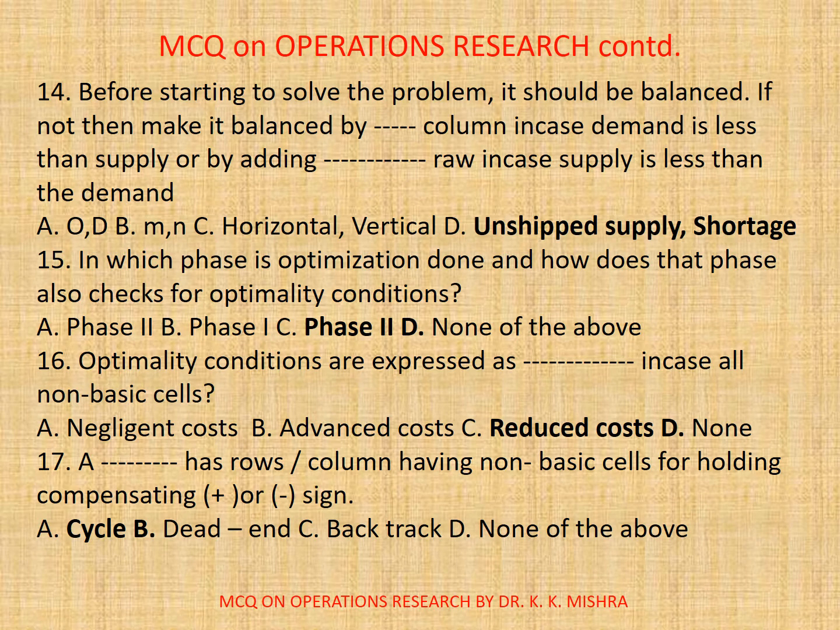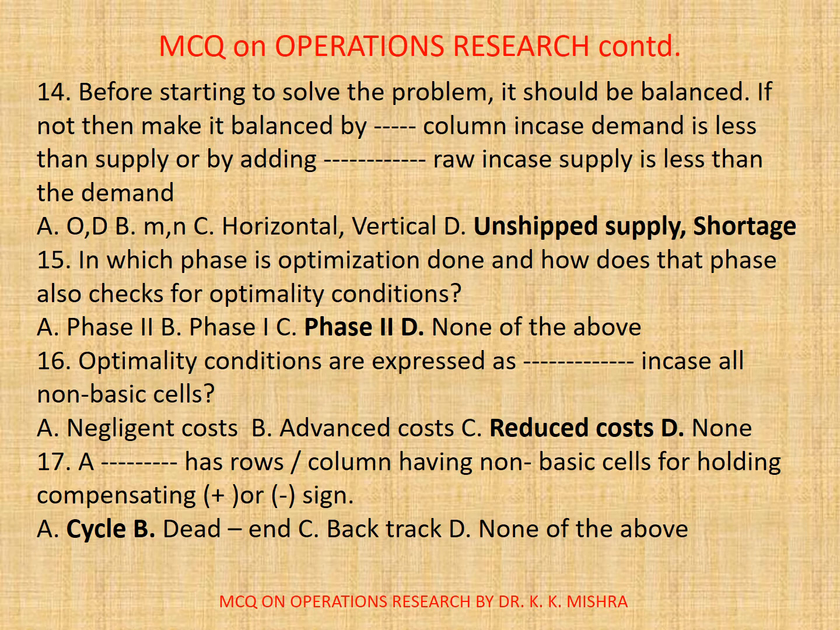14. Before starting to solve the problem, it should be balanced. If not, then make it balanced by adding dash column if demand is less than supply, or by adding dash row if supply is less than the demand. The correct option is D, unshipped supply or shortage.